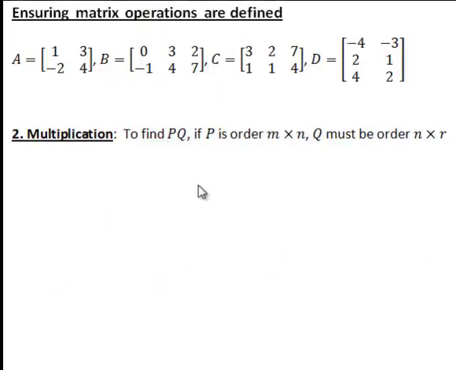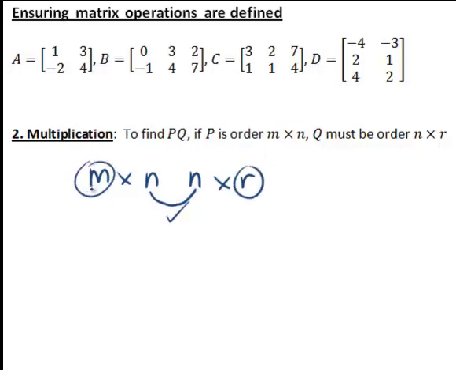So now let's look at when matrix multiplication is defined. And if we're finding P times Q, then if P is order M by N, Q must be order N by R. Or one way of writing it out is M by N, N by R. This is saying the number of columns of the matrix P on the left must be equal to the number of rows of the matrix Q on the right. And the resulting matrix in such a case will actually be order M by R.